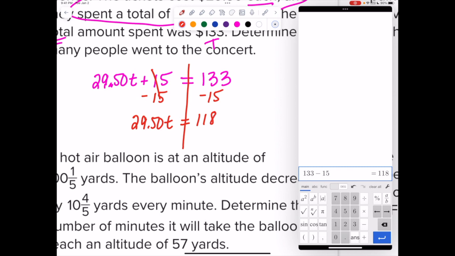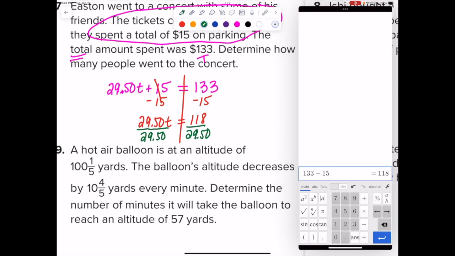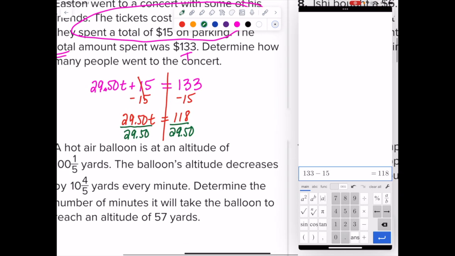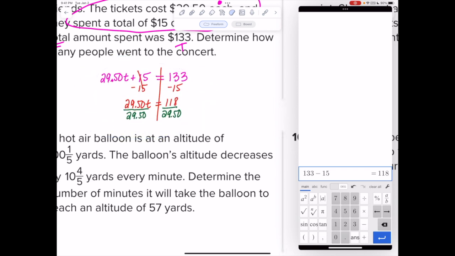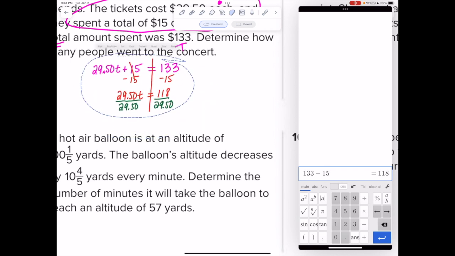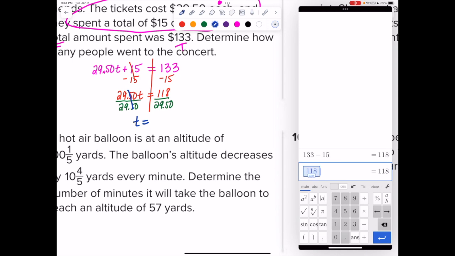Okay, now I have a multiplication problem, so I have to divide $29.50 to both sides. If you run out of space like this, you could either shrink it up, which is actually probably what I would prefer you to do, rather than write other places. So let's get in the habit of just shrinking it up if you need. Okay, cancels out. Tickets equals, I'm going to hit enter so I can hit the answer button.